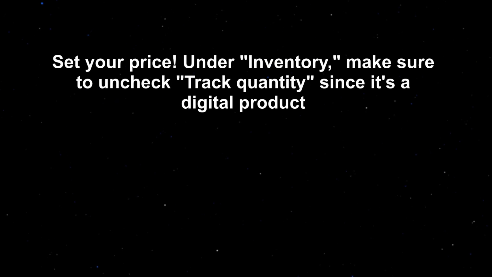Now, jump over to your Shopify store from the dashboard. Go to Products and click Add Product. Give your product a catchy title and write a compelling description. Upload a visually appealing image or mock-up of your template. Set your price. Under Inventory, make sure to uncheck Track Quantity since it's a digital product.